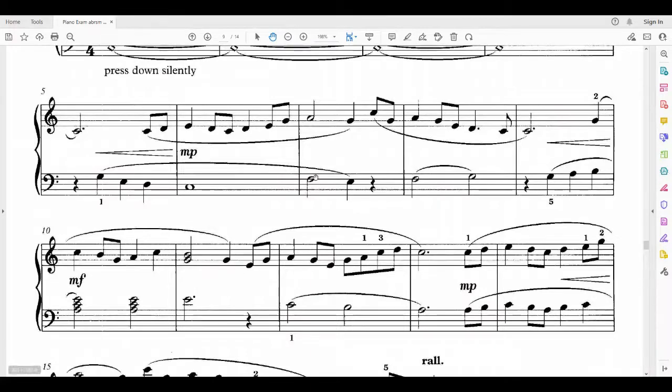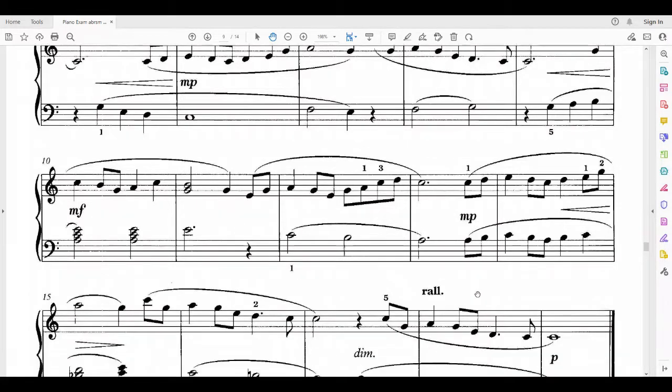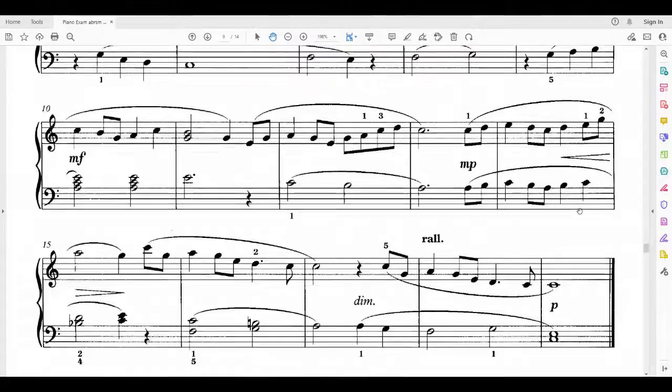But don't forget, always when you see the rest here, you have to lift up your hand, and try to lift up your hand after every slur, okay? And here also rest, and then you continue, and with mezzo piano, it means moderately soft, and it gradually becomes louder and then soft again. Remember, lift up your hand after the slur, both hands, and then rest in the left hand.